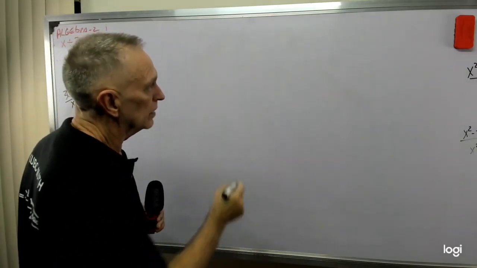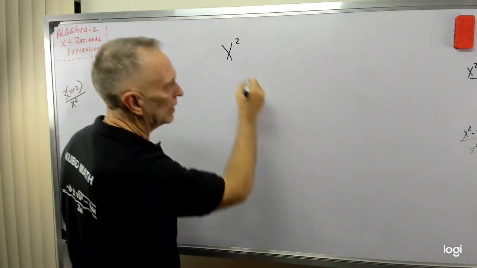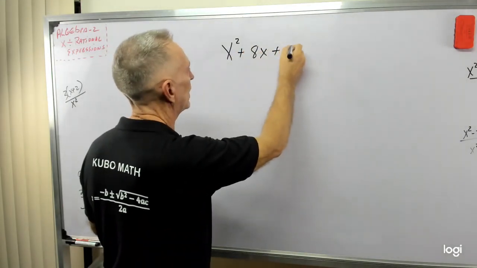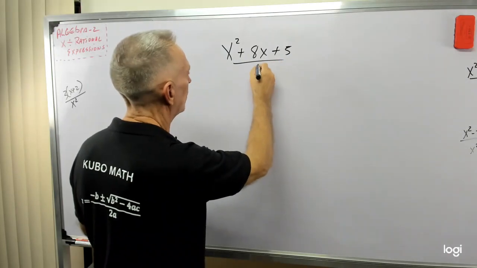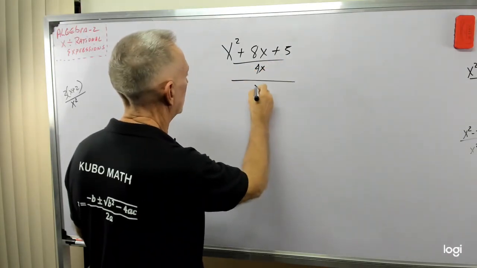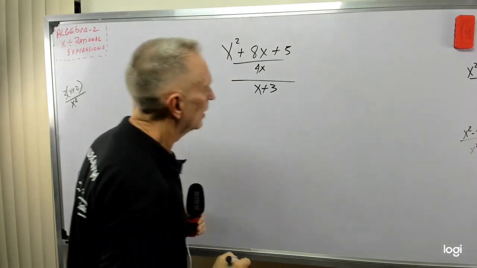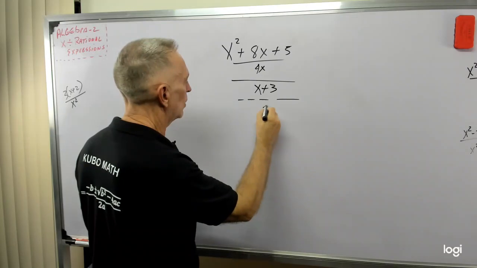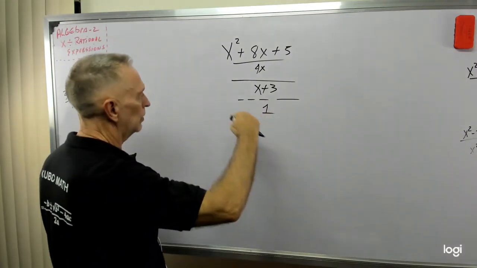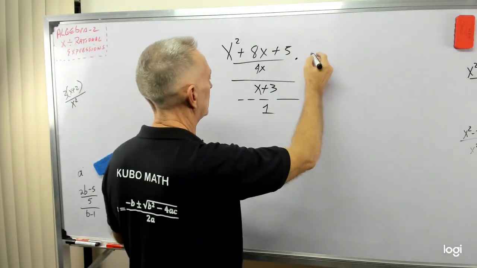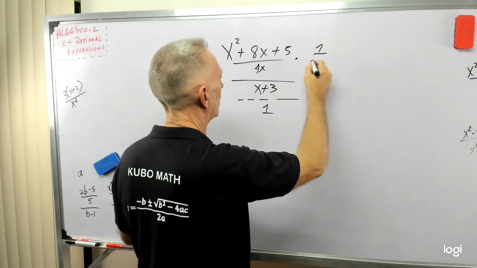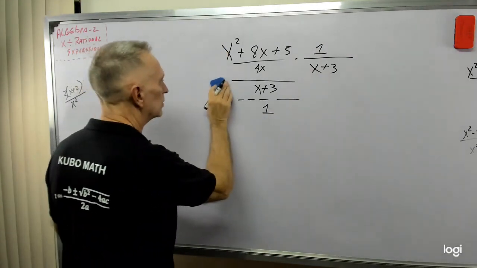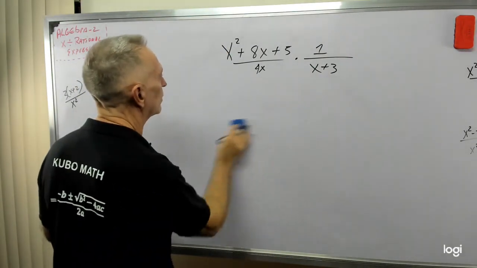Let's take this one: x to the second power plus 8x plus 5, divided by 4x, divided by x plus 3. Now, that x plus 3 is implied to be over 1. So when I invert and multiply, I'm multiplying by 1 over x plus 3. So this goes away. Now then, what do we have?